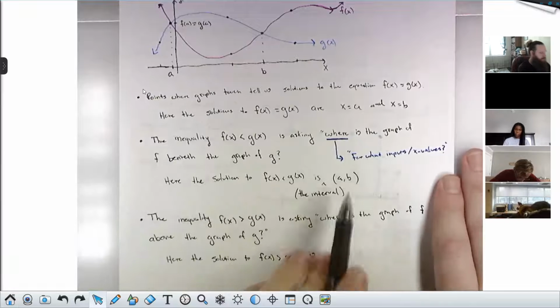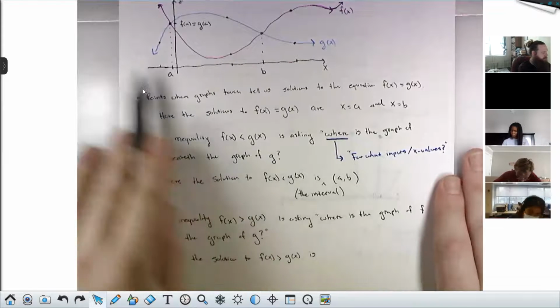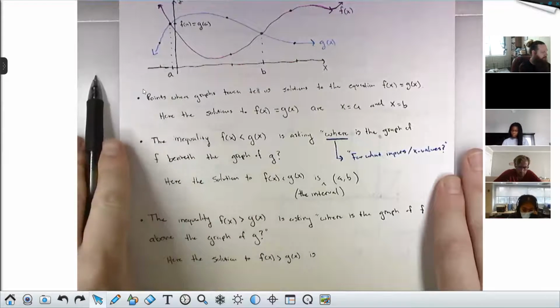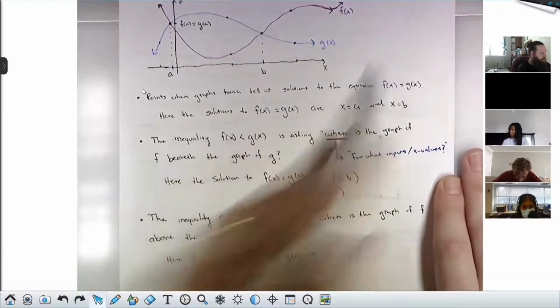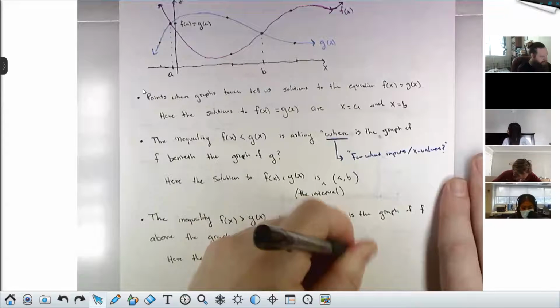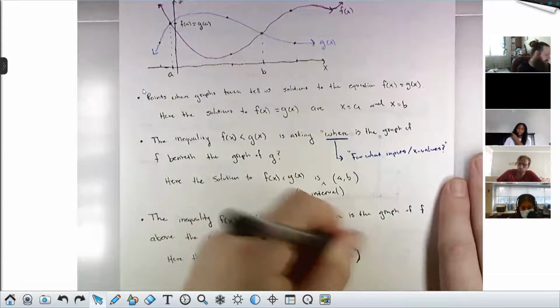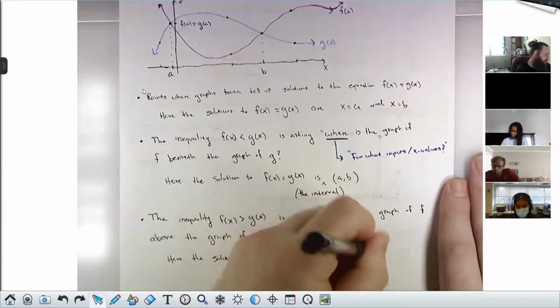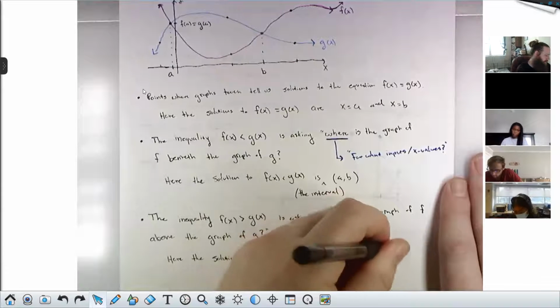It's a little more complicated than this. It's a union of two different intervals. It's everything to the left of A and everything to the right of B. That's negative infinity up to A, with parentheses here, union with B to infinity.